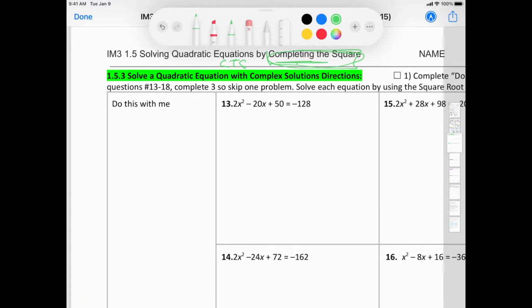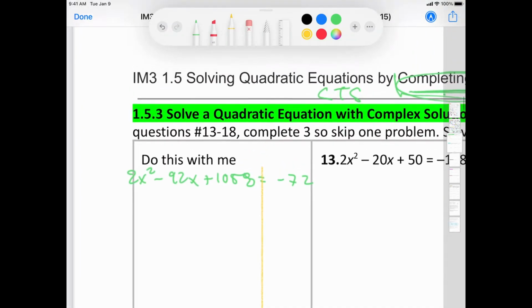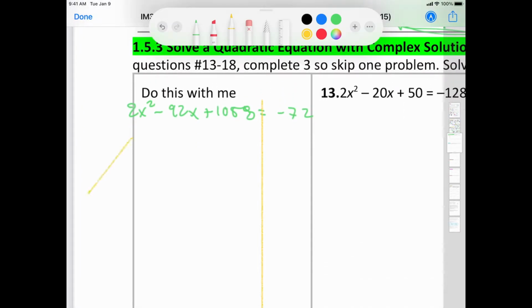Okay, 1.53, let's go ahead and do this example with me. 2x squared minus 92x plus 1058 equals negative 72. Let's do the same thing we've been doing. Let's go ahead and factor the left side.